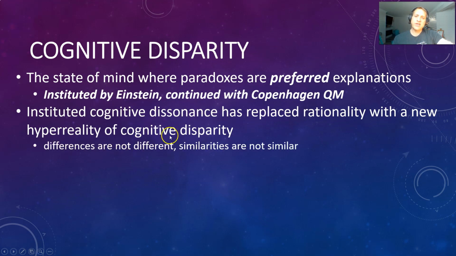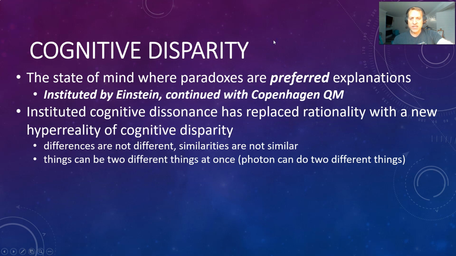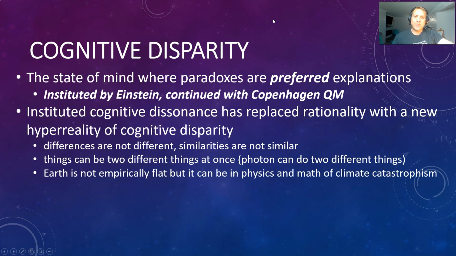So that's where differences are not different and similarities are not similar. It's a kind of idea. Things can be two different things at once. For example, with both Einstein and the simultaneity paradox and with quantum mechanics and the double slit experiment, photons can be two different things, two different places at once. Earth is not empirically flat, but it can be in physics and math for climate catastrophism. That's okay. And the paradox there and all the math paradoxes and physics paradoxes that are created from that is fine because, hey, relativity is based on paradox, and so is quantum mechanics, so why not have the paradox of flat Earth being the base of climate catastrophism, right?